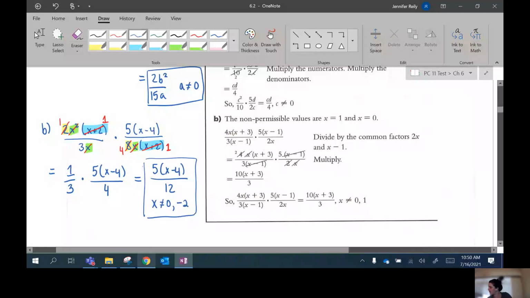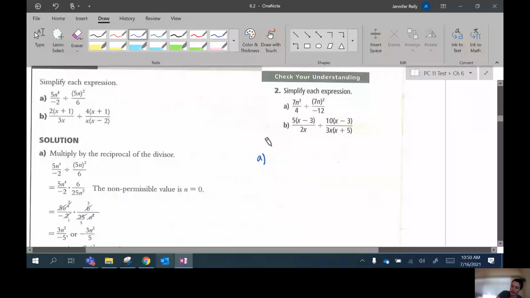All right. Let's go to check your understanding number 2, where we're going to be dividing this time. Dividing is really the same as multiplying. You just have to do the flip first. Let's do A, and then if you want to try B on your own, you can. So 7n cubed over 4, and then we're going to keep, change, flip. So I'm going to flip this second term, 7n squared.